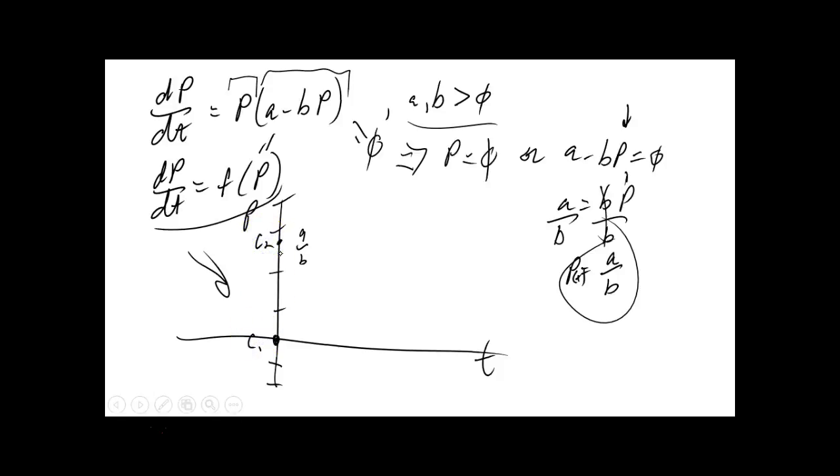Exactly two critical points. The graphs of the equilibrium solutions y of x, or in this case p of t, equal to C1 and equal to C2, as long as C1 is less than C2. The graphs of the equilibrium solutions y of x equals C1 and y of x equals C2 are horizontal lines. Horizontal lines.